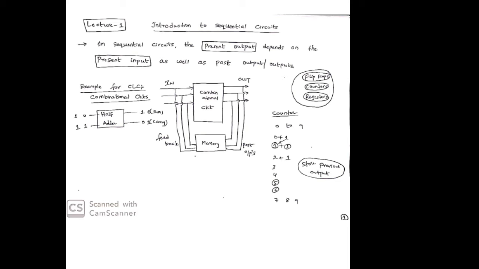You can observe on the right hand side of the slide that I am going to use one application of a sequential circuit, a counter. It is a decimal counter, and you can observe it counts from 0 to 9. You see, 0 plus 1 gives 1. Next, 1 plus 1 gives 2. 2 plus 1 gives 3. Then 4, 5, 6, 7, 8, 9.